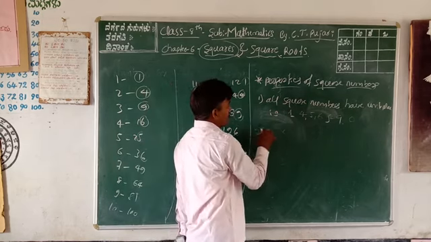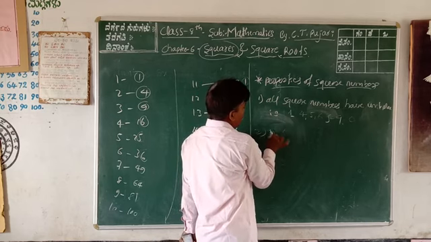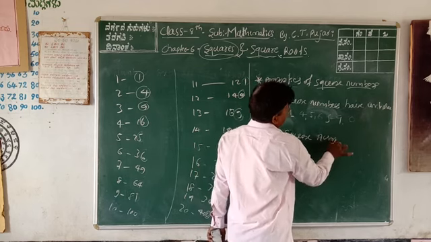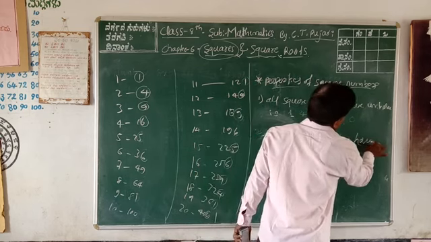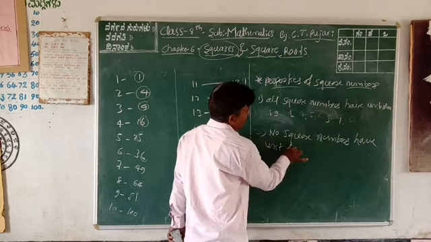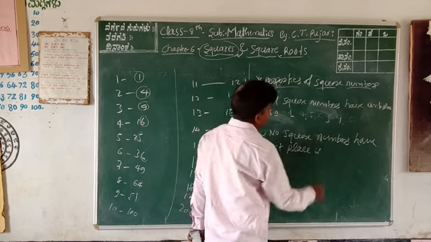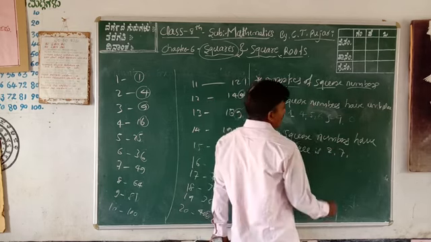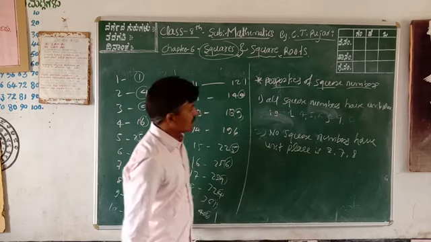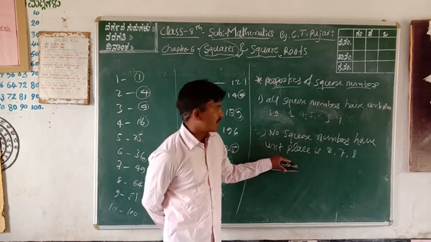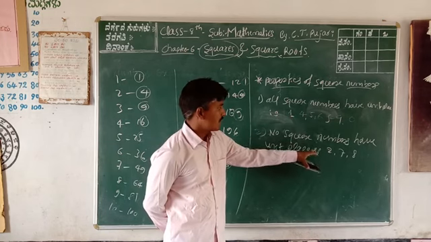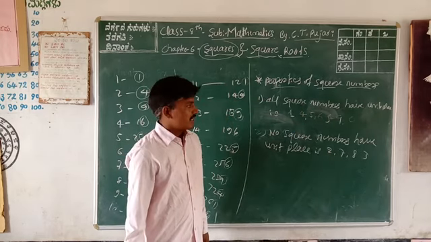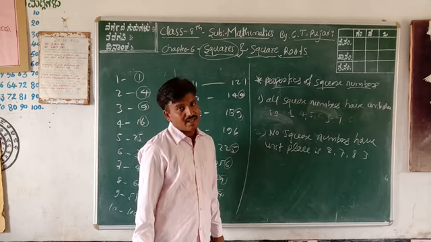The remaining ones are not square numbers. Numbers whose unit place is 2, 3, 7 or 8 are not square numbers. Got it? These are the types of square numbers here.